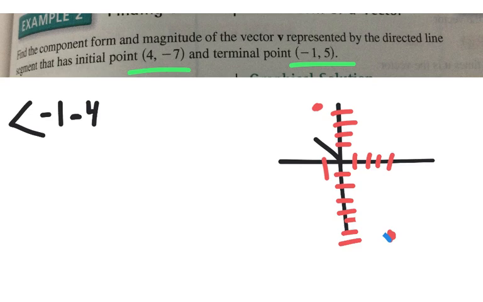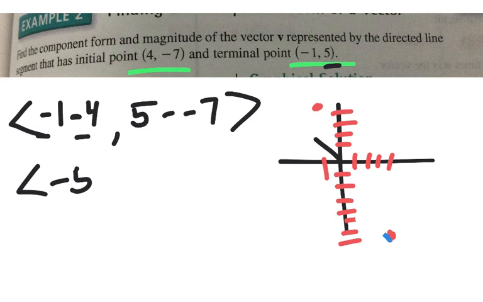So anyways, how do we find the component form? We subtract the x's, where it ended minus where it began. And then we subtract the y's, where it ended, 5, minus where it began, -7. So this would be -5, 12 is my component form, which is going to the left and up. So left 5, up 12. I've just moved the vector to make it start at the origin. I put it in standard position. So I found the component form. That's the first part of the question.